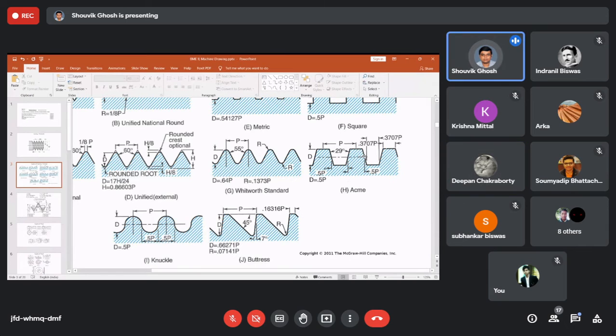Two values are given in all of them. If you are asked about the root or the crest value, the flat surface of the crest, then it is 0.37 p. And if it is asked what the value is at the middle or at d by 2, what the crest or root value at d by 2 is, then it will be 0.5 p.